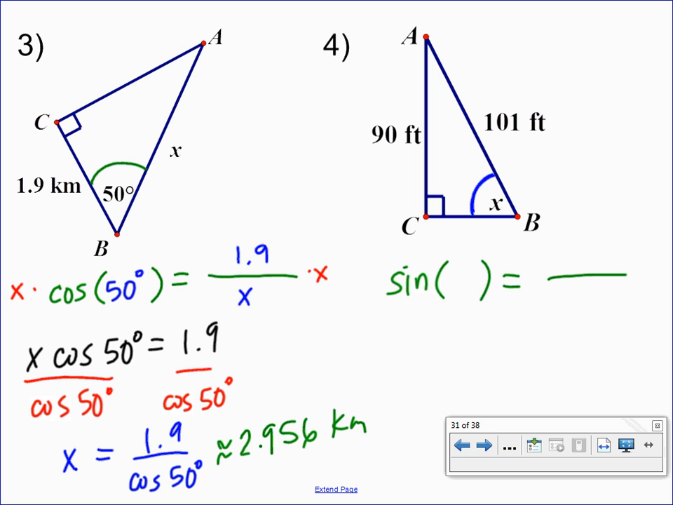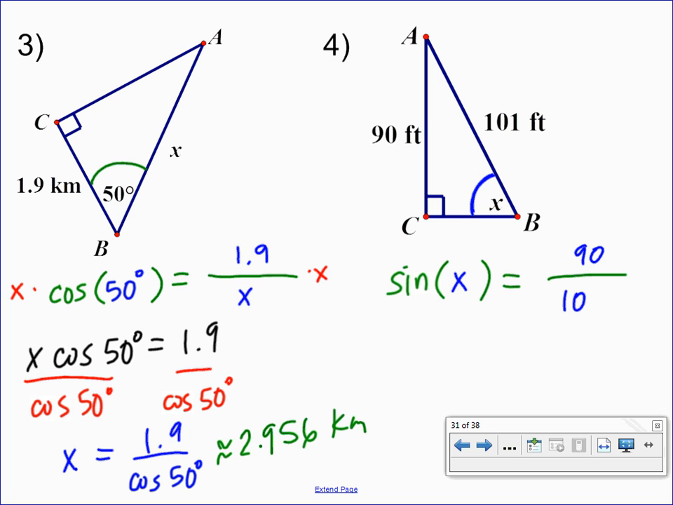Chrissy? It's going to be x. Absolutely. It's my unknown. My unknown is the angle. What would my fraction be? Remember, sine is opposite over hypotenuse. So what will my fraction be? Jacques? It will be 90 over 101.